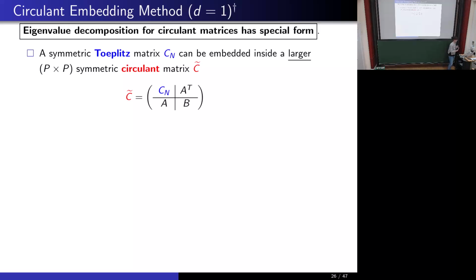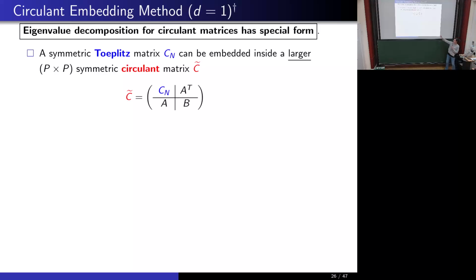So why am I telling you this? The eigenvalue decomposition of circular matrices has a special form that leverages Fourier theory. So that's all you need to know. Toeplitz matrices can be turned into circular matrices, and circular matrices can be factorized in a special way using Fourier theory. So I'll just go through it quickly. If you're interested in this, then you can follow up when you have a bit more time.